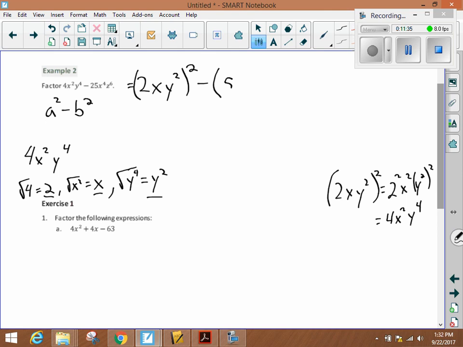So here it is, 5x squared z to the 3rd power.